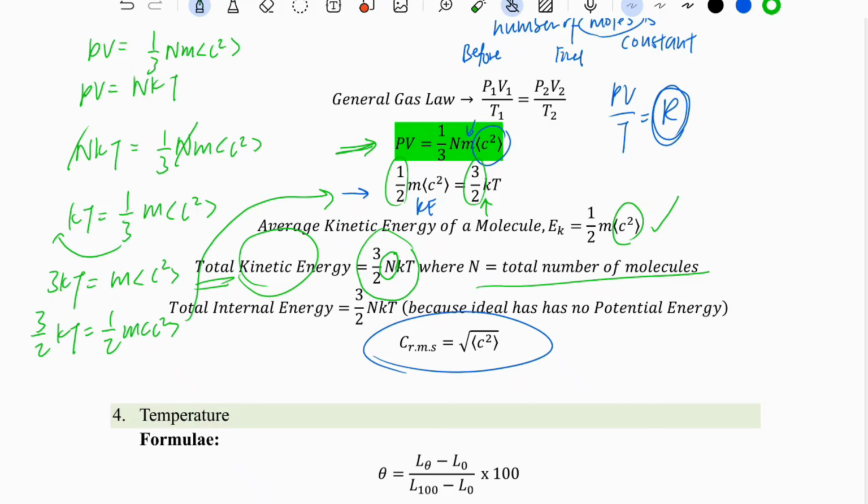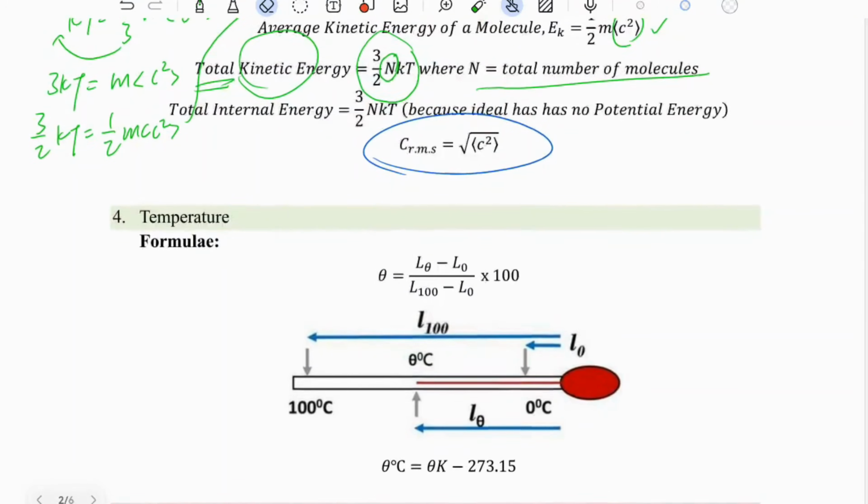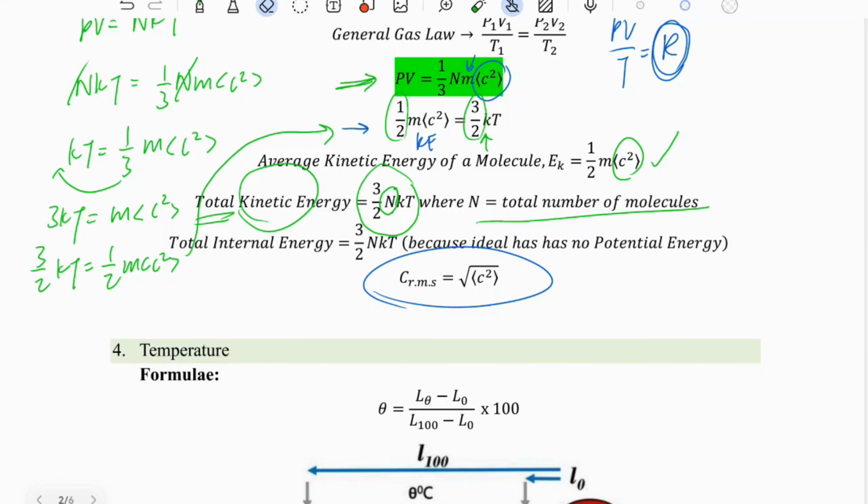Okay. Then lastly we have total internal energy, which is also 3 over 2 NkT. So in the next chapter, which is thermal properties of materials, you will learn that internal energy is also equivalent to kinetic energy plus potential energy. And since ideal gas has no potential energy, your internal energy is just equal to kinetic energy. That is why it's just 3 over 2 NkT. Alright, nice. The last one is root mean square speed, which is basically you square root your mean square speed. Alright, so that's about it for chapter 3.